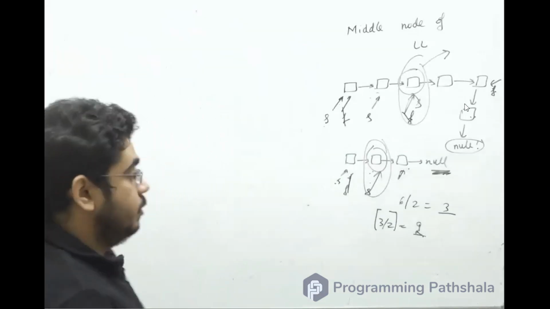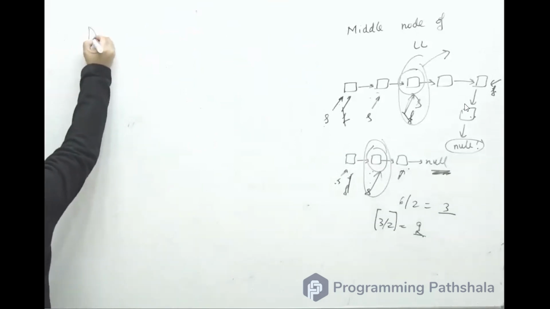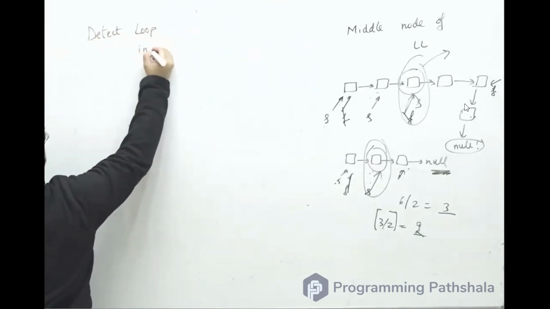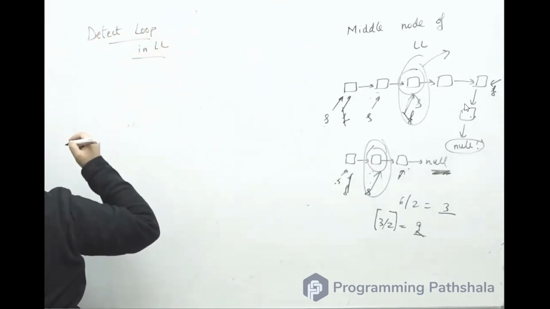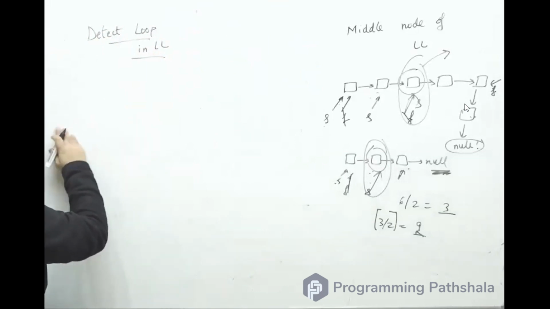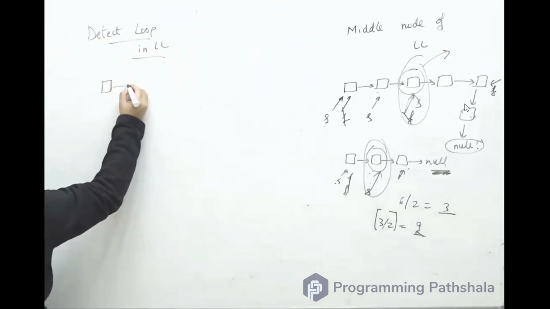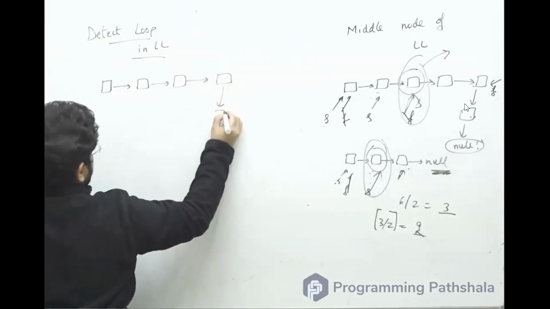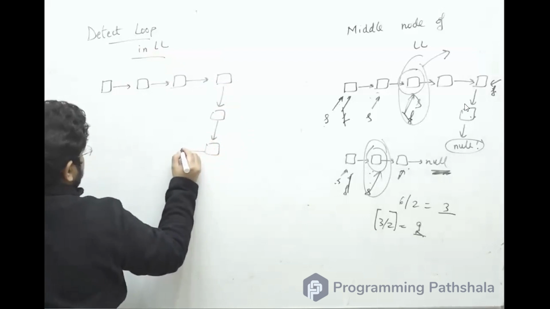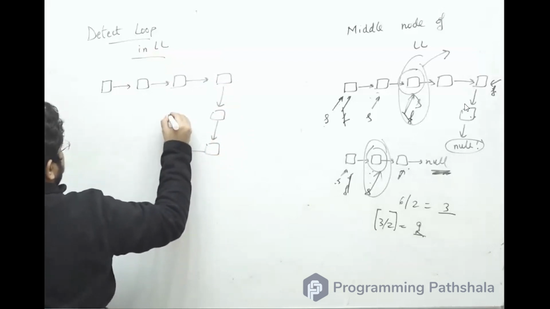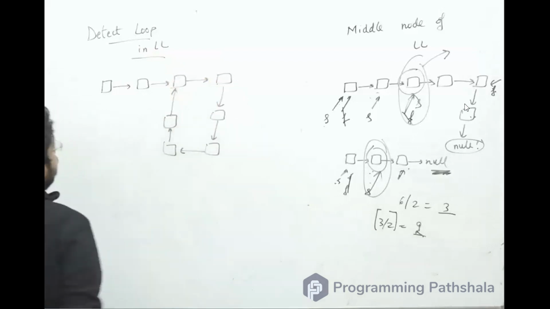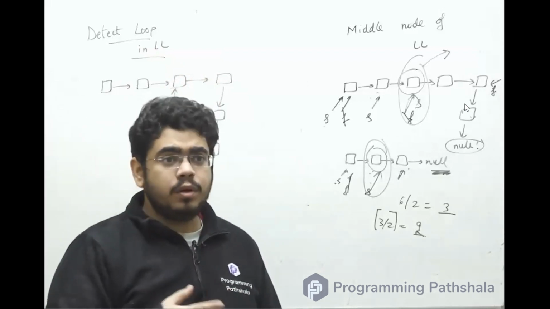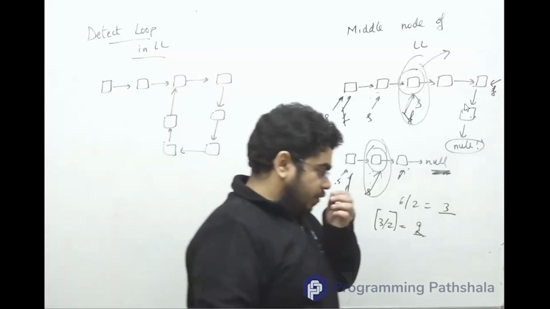Detecting loop in a linked list. So let's do that. Let's say we are given a linked list which might contain a loop like this. You need to find if there is a loop or not. A linked list might have a loop, might not have a loop. You need to figure out whether it has a loop or not.